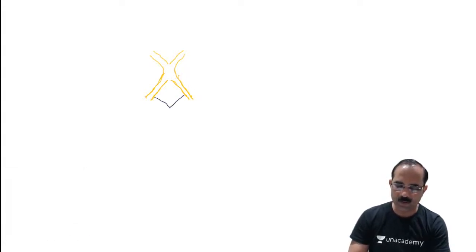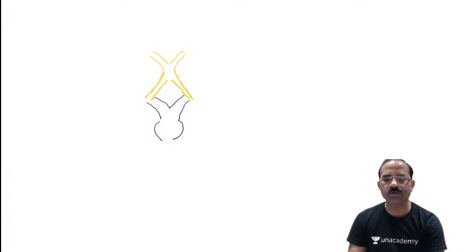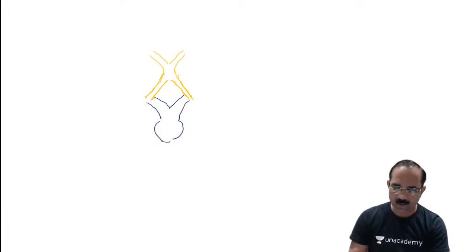Now, if you can quickly tell me, what is this? This is the crus cerebri. Crus cerebri is a part of the midbrain. That's the pons. Ye midbrain hai, matlab crus cerebri is a part of the midbrain. That's the pons. And that's the medulla.